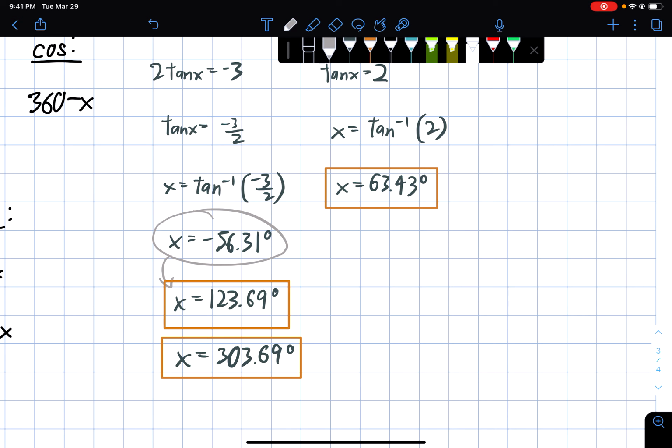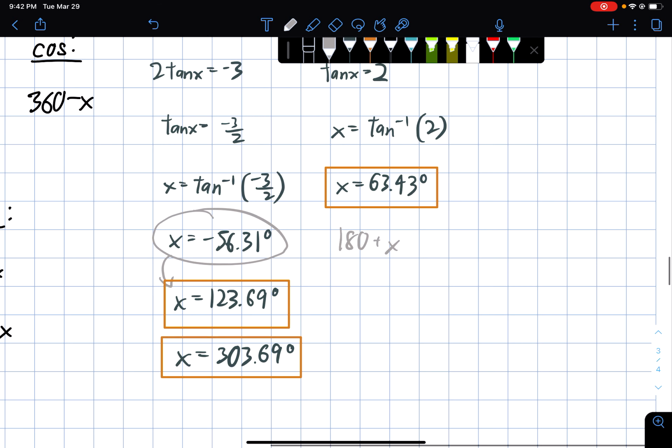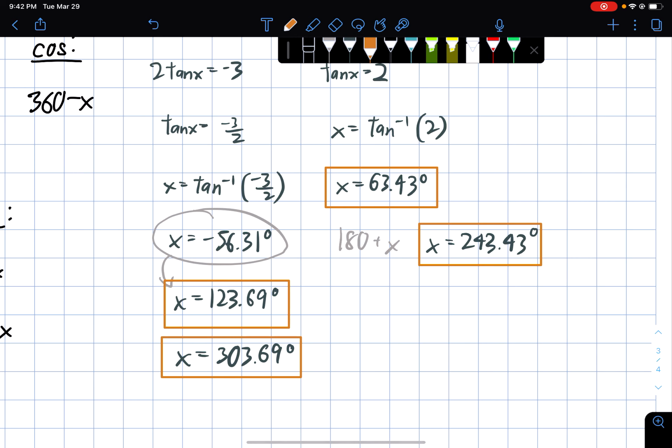So it's still tangent. 180 plus x. So yeah, 180 plus 63.43 is x is equal to 243.43 degrees. And 360 plus x. So 360 plus 63.43 is beyond the specification. Therefore, that's not considered a solution anymore.